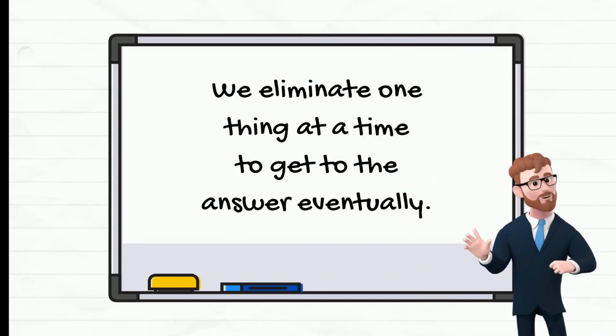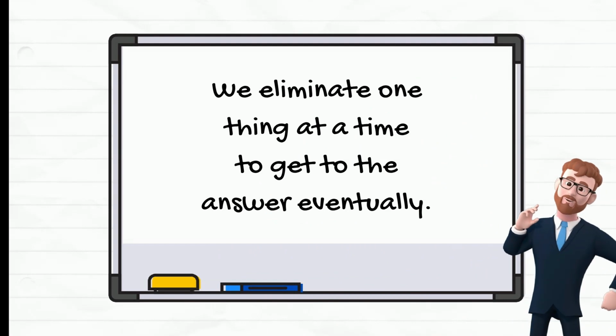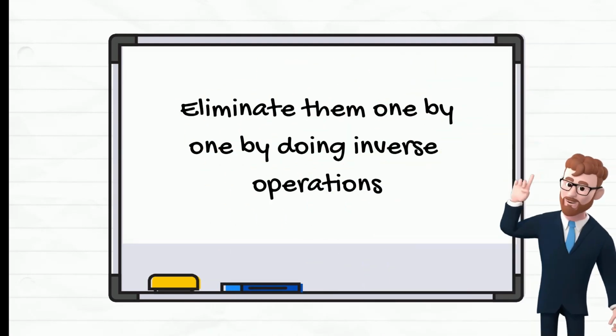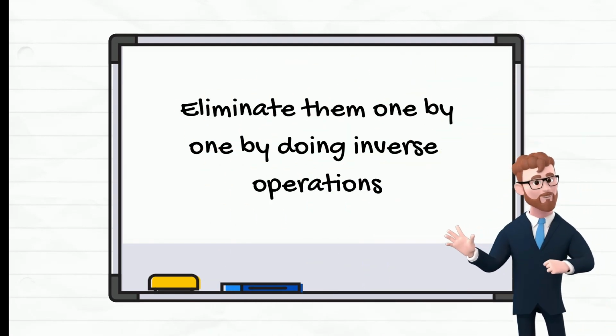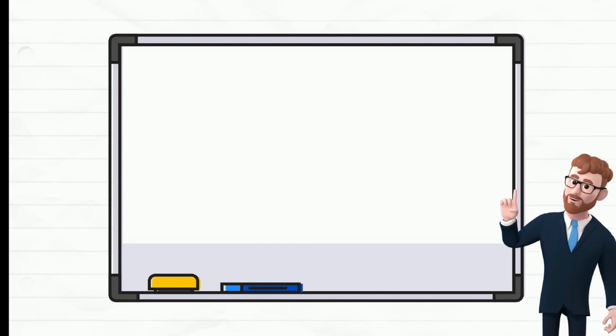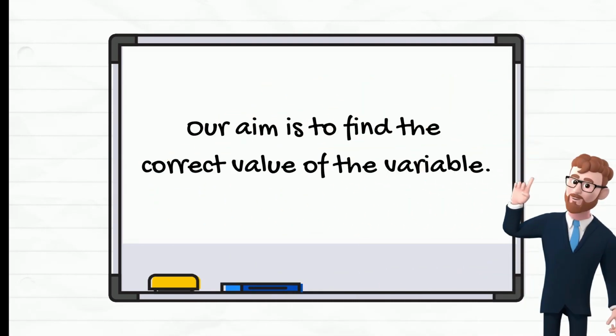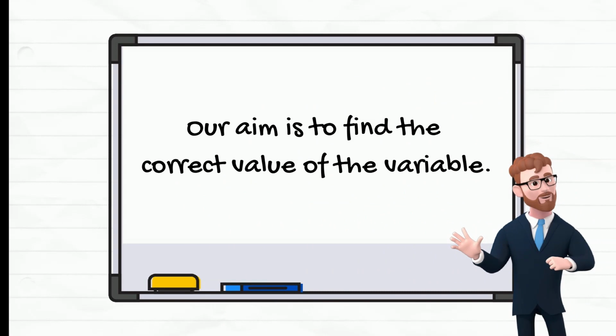Rule 2 is to understand that we eliminate one thing at a time. Rule 3 is to note that we do the inverse of the operations to eliminate them and finally find the value of the variable. Let's see some examples.